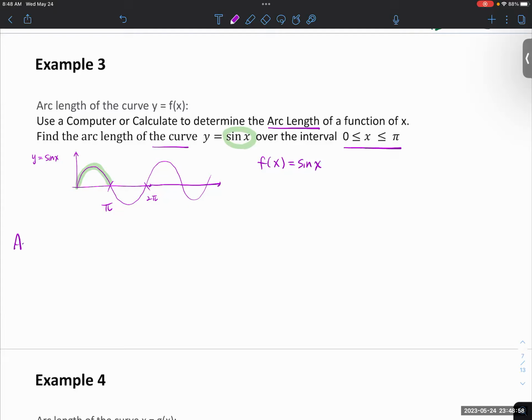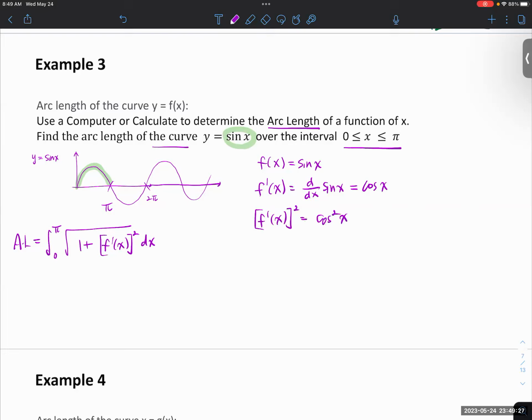So according to the arc length formula, we can set it up from 0 to pi. You're going to find out what f prime to the second power is, and then we're going to take the integral. So let's take a look at it. f prime of x is d over dx of sine x. When you take the derivative of sine x, that is cosine x. And then I'm going to square it. That's going to be cosine squared x. So 0 to pi, radical of 1 plus cosine squared x dx.